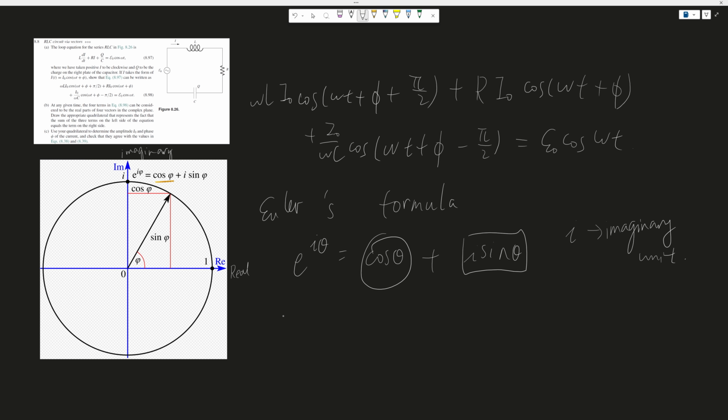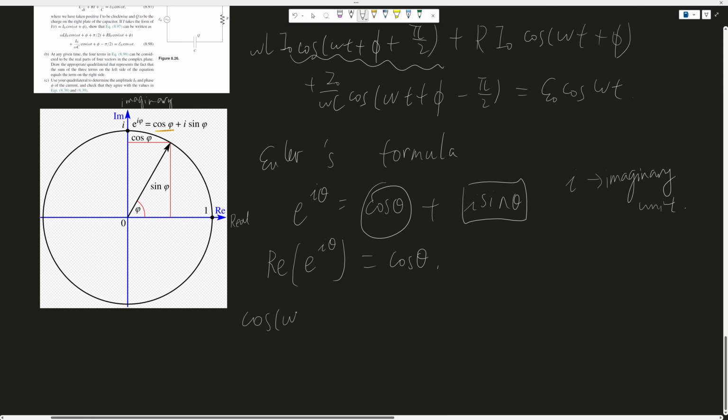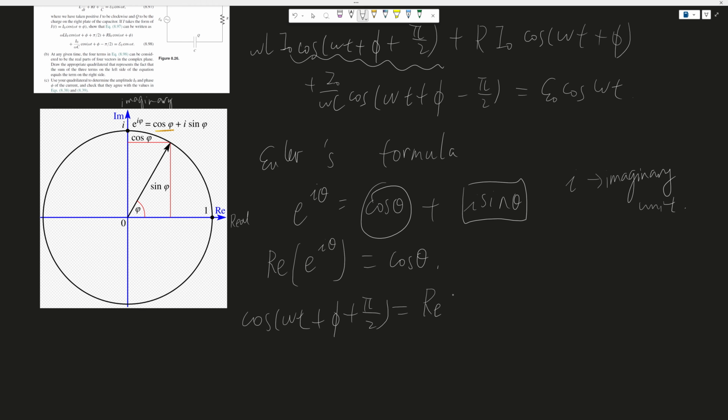So as you can see, we can easily write that the real part, so this Re represents the real part, the real part of e to the i theta just equals cosine theta. And so then, can we agree that this expression, cosine omega t plus phi plus pi over 2, is just the real part of e to the i omega t plus phi plus pi over 2? And so then we can graph this vector. And with the same method, we can graph all three. And then afterwards, we'll see what kind of quadrilateral it forms.